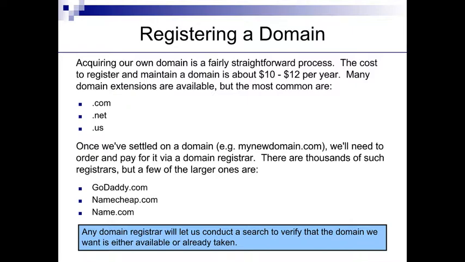If you forget to re-register your domain name, someone can swoop in and buy it out from underneath you. It's a sad day. Many domain extensions are available, but the most common ones are .com, .net, .us. There's .gov, .mil, .edu. Those domain name extensions are a part of the domain name, right? So a funny example is whitehouse.gov is the domain name for the White House, right?